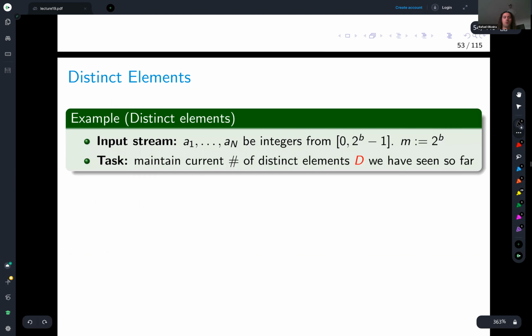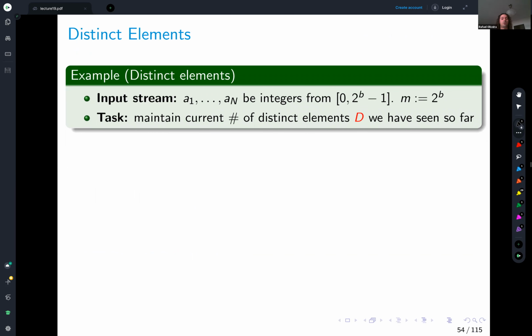So what is the distinct elements problem? We have an input stream, and let's say these numbers are b-bit positive integers, because it doesn't matter. They're integers from 0 up to 2 to the b minus 1, and let's say that m is 2 to the b. The idea is that we want to maintain the current number of distinct elements, d, that we have seen so far. What we're going to do is output an approximate number, a 1 plus epsilon approximate number.